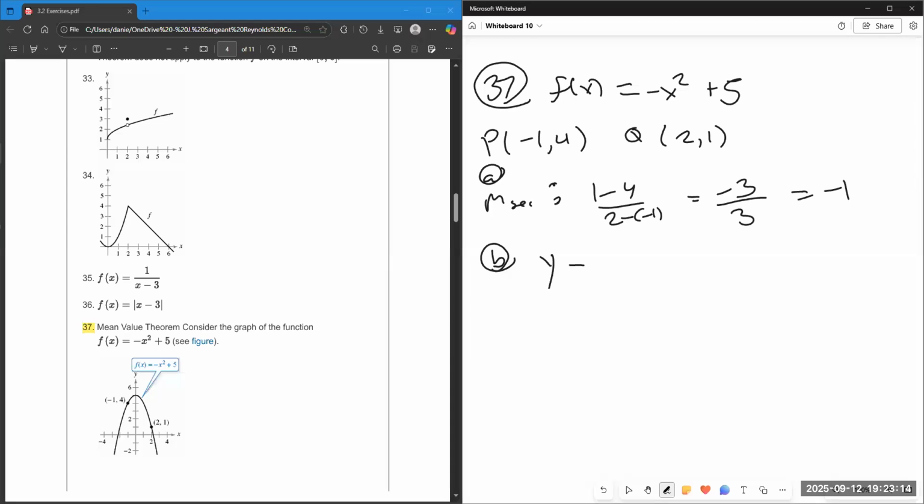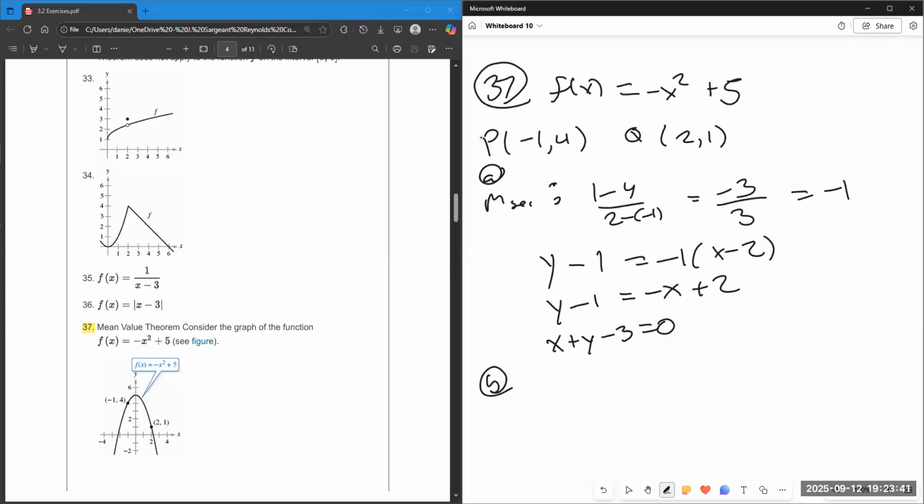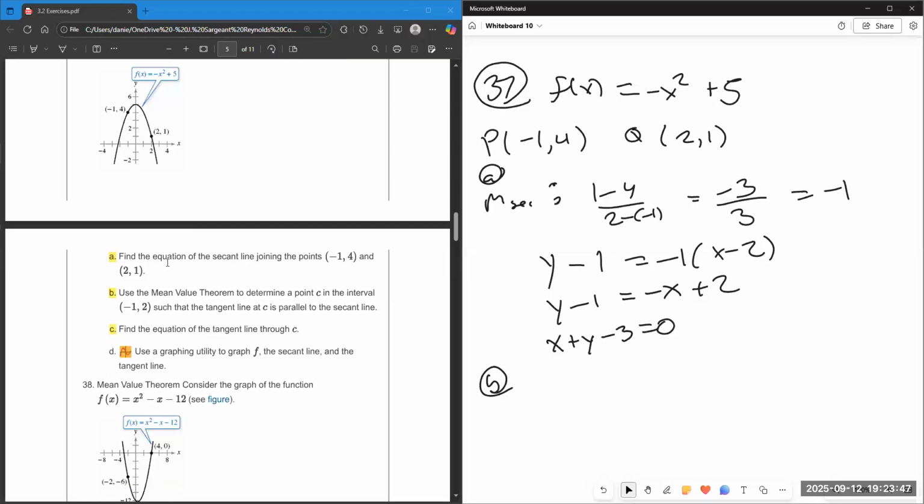So y minus, I'm going to choose this point over here, y1 equals this m times that x minus that x1. y minus 1 equals negative x plus 2. And then I'm going to bring everything over to the left-hand side: x plus y minus 3 equals 0. That was all part A. Part B asks me to use the mean value theorem, which I know applies since this is a polynomial.